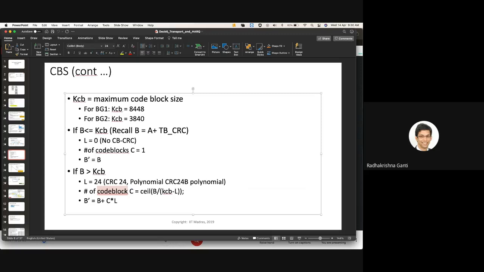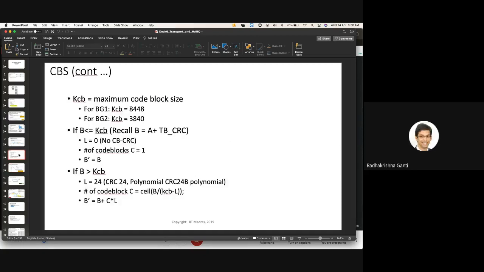So they're actually dividing the bits equally between all the code blocks. Is that fine? And then B dash is the total number of bits, equal to B, the original bits, plus the number of code blocks times 24, because you're adding 24 bits to each code block. I'm going to just explain this. This is something that you should sit down and look at once, then you'll understand it better.